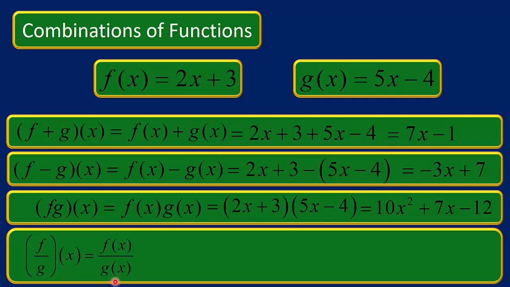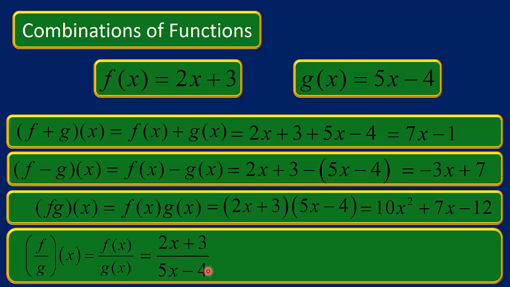Now, we also have f over g of x. So that's just f of x over g of x. Now, when you have this, we have a fraction here. And usually in a situation like this, we need to at least think about what the domain would be. Because with these others, the domain is just all real numbers. We can plug in anything in here for x. But here, we have to be careful.